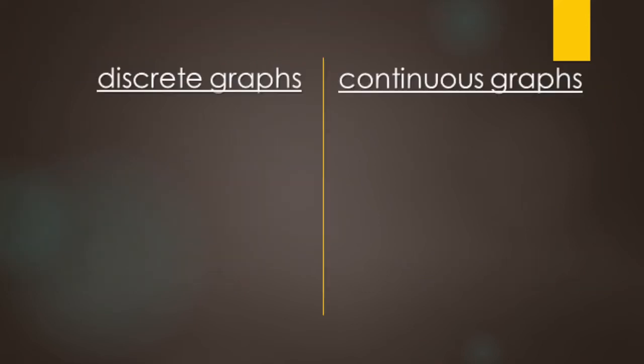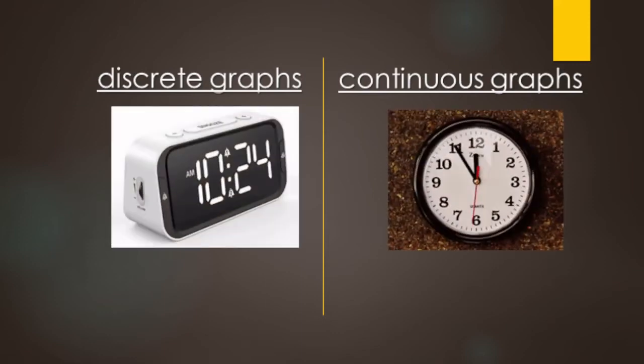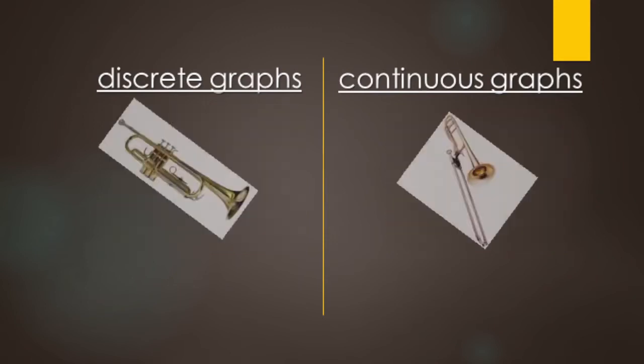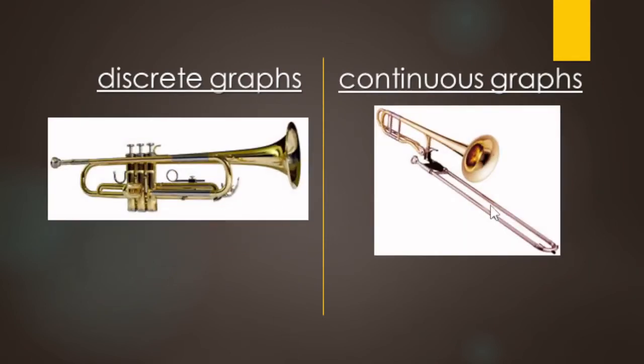So here's some examples of things that would give us discrete graphs versus continuous graphs. Like a digital clock of this style here, it doesn't have the seconds or half seconds or anything like that. So it's either 10:24 or it's 10:25. It doesn't show the in between. Whereas this one here, the analog one, we've got that second hand that sweeps around. That could be considered continuous information, because we can have half a minute, quarter minutes, all that type of stuff.